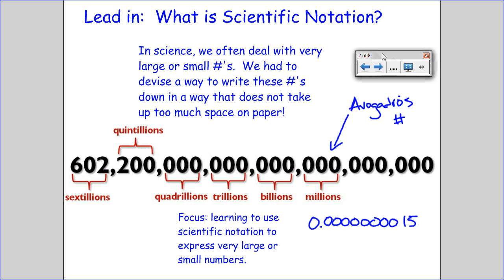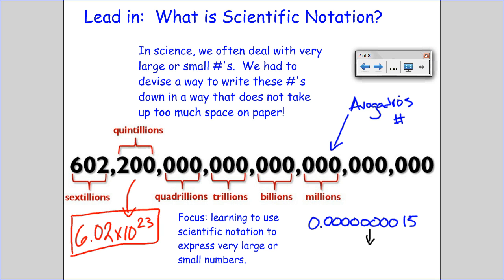A very large number like Avogadro's number is going to do some magic, and we're going to condense it. It's going to turn into something smaller, like 6.02 times 10 to the 23rd. That's much more compact, easier to use on paper. It means the same thing as 602 sextillion, 200 quintillion, but it's much smaller to write. A number like this, on the other hand, is going to turn into something like 1.5 times 10 to the negative 9. Again, much more compact, means exactly the same thing, but it's easier to write on paper.